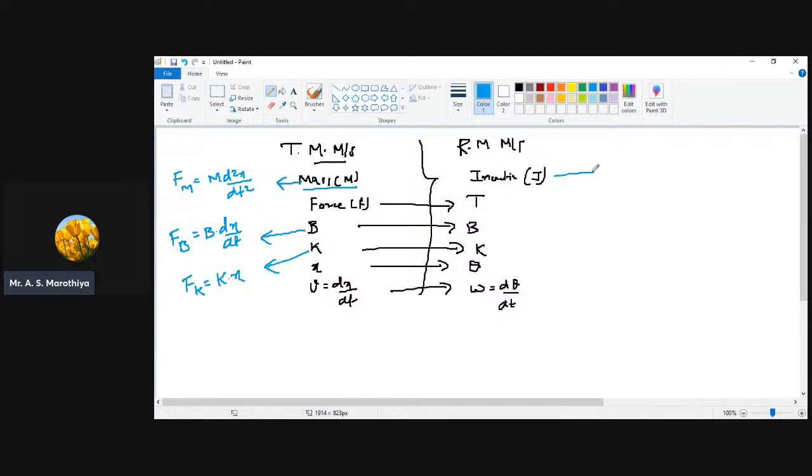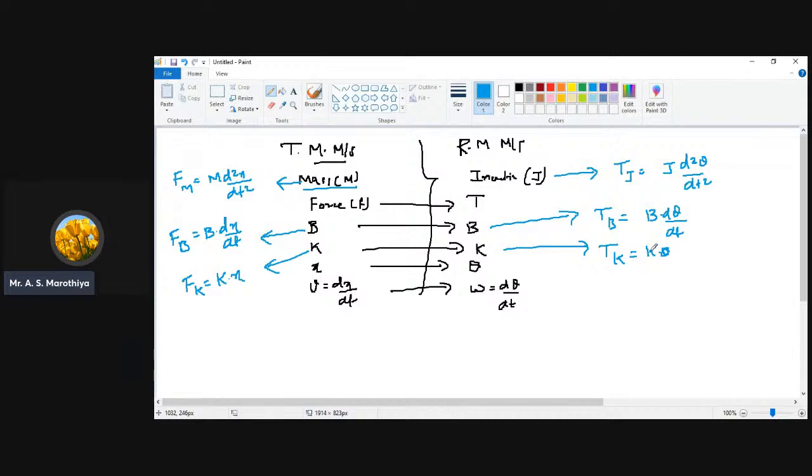In the same way, if you are interested to represent the torque component due to inertia, it is indicated by symbol Tj, and it is equals to J d2 theta by dt square. In the same way, torque due to damping is nothing but b times d theta by dt. And finally, the torque contribution due to spring constant k is nothing but k times theta. This is very, very important.